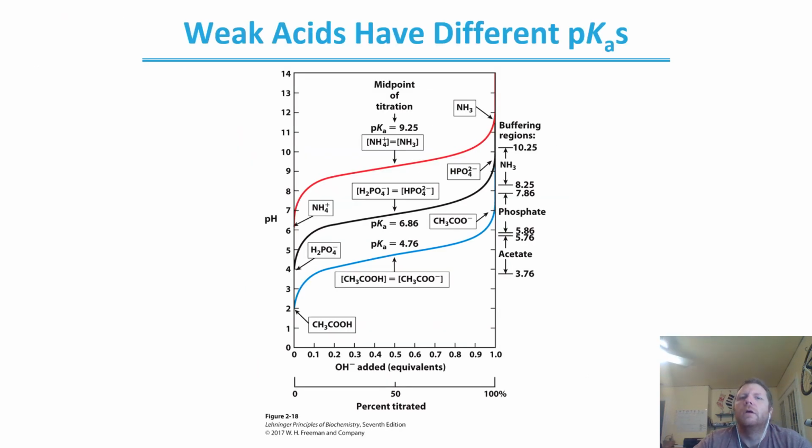All right. Weak acids have different pKa's. So here's acetic acid, here's phosphoric acid, and here's ammonium.